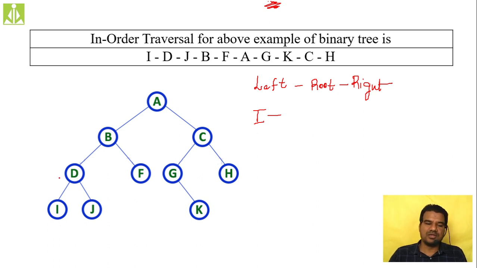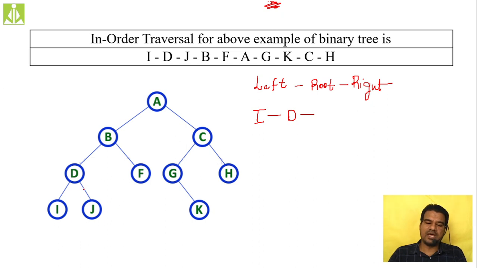Come back to D and make D as root. For D, left child already visited. You can see I we have already visited. So for D, left child already visited. So visit the root now. I am visiting D. Okay, D is visited. After visiting D, what we have to do? After visiting root, go to the right.